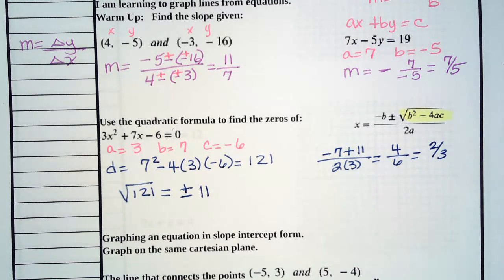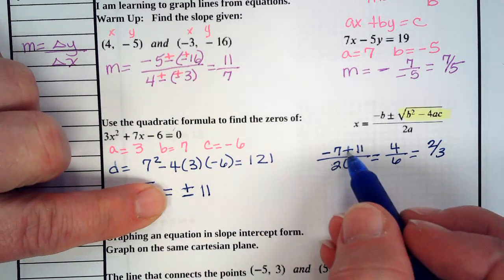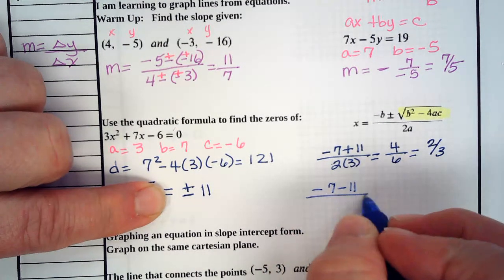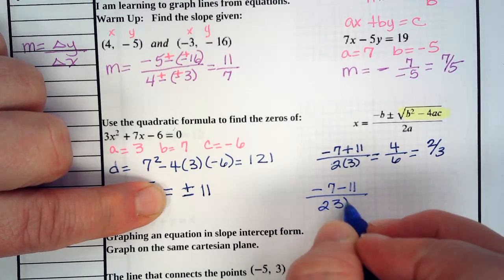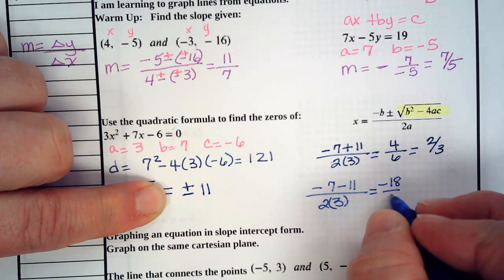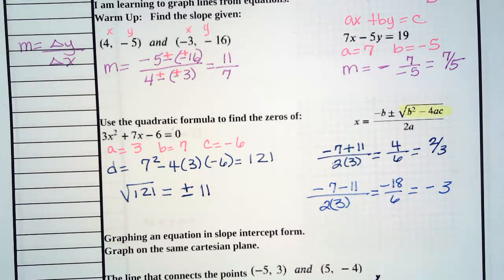We do the same thing again, except we have to subtract now. -7 minus 11 divided by 2 times 3. -18 over 6, and we end up with -3. Those are your 2 zeros. Those are the 2 spots where it crosses the x-axis and y is equal to 0.